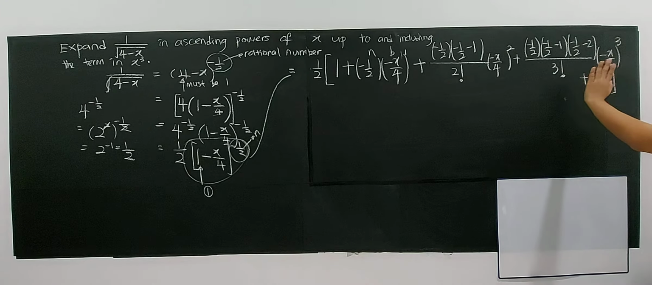Now it's time for you to use your calculator to evaluate. The first two terms are very easy, you don't need a calculator. Negative, negative, positive, x over 2, 4, 8. All right. Let's look at the third term here. So using the calculator.